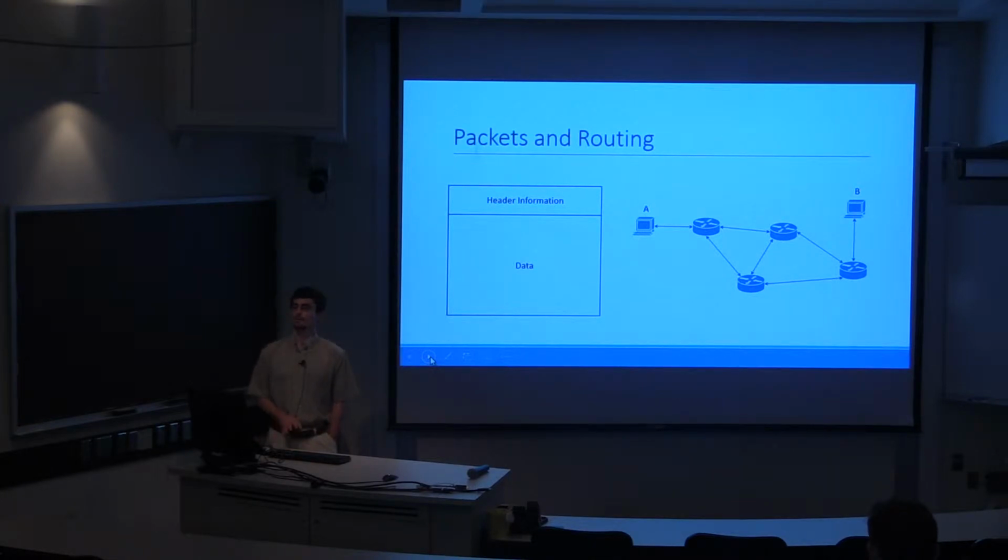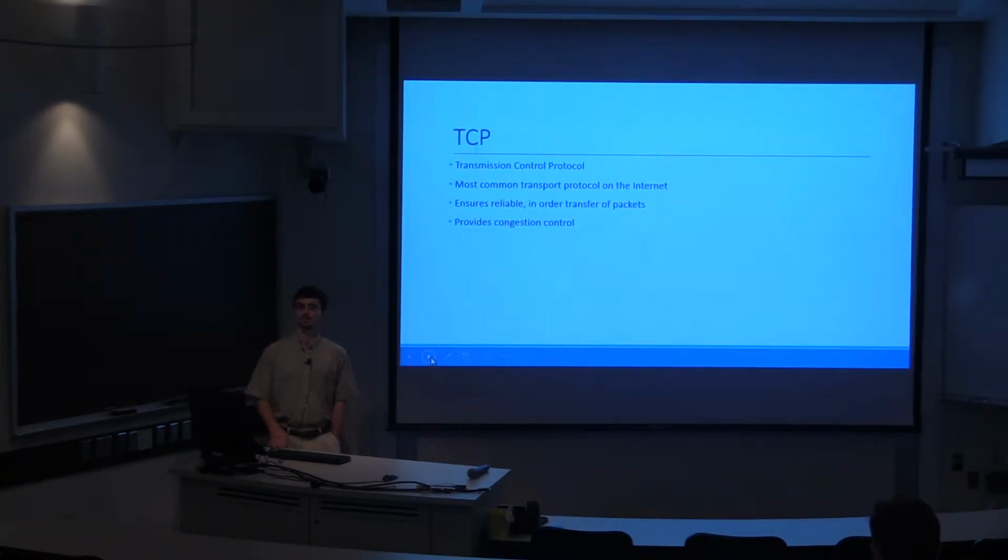The internet, however, makes absolutely no guarantees. You're not guaranteed that data will arrive uncorrupted. You're not guaranteed that it will arrive in the same order it was sent. And you're not guaranteed that it will arrive at all. So that's where the Transmission Control Protocol, or TCP, comes in. TCP provides these guarantees, and it also provides what's known as congestion control.